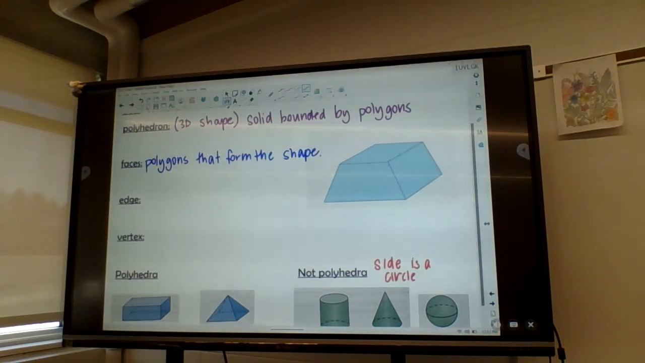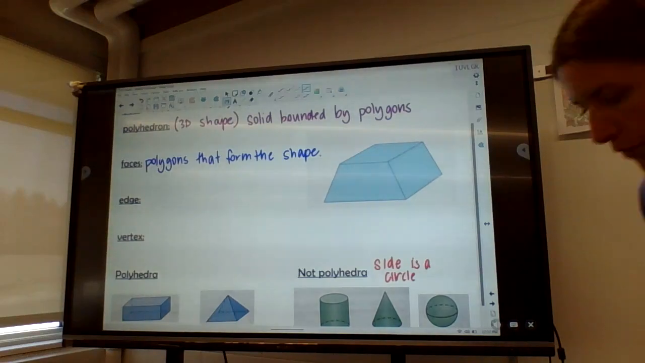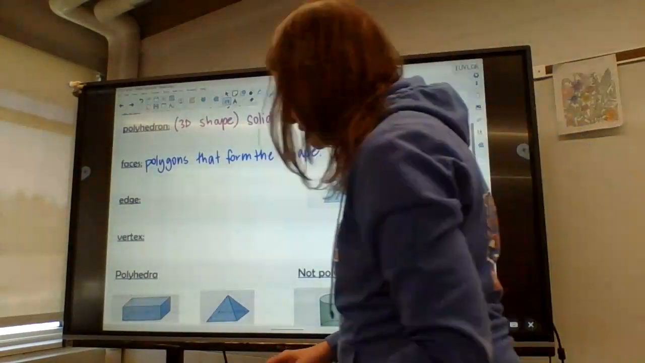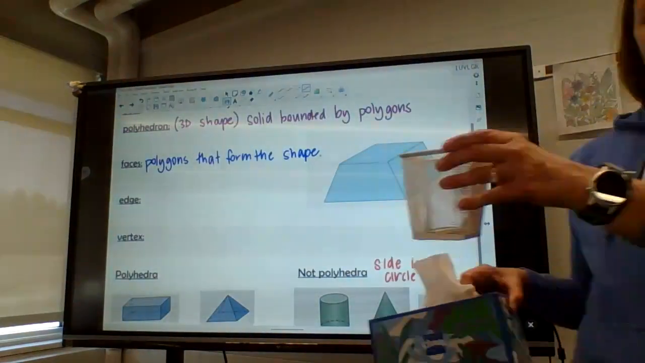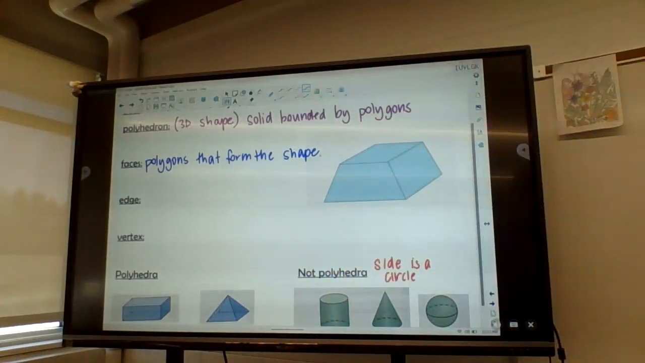And I mean, there's all sorts of polyhedra all over the place in this room. Like I have a Kleenex box, that's a polyhedron. We could talk about like this little pencil cup is a polyhedron, because all the sides are polygons.